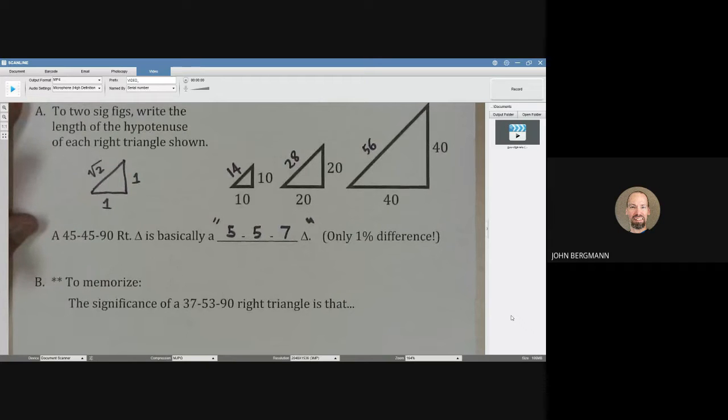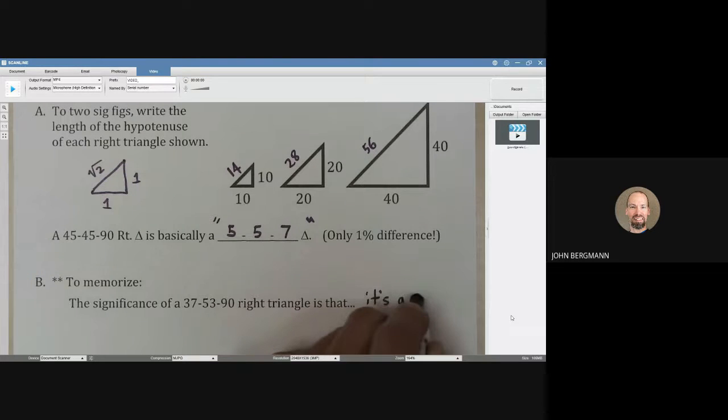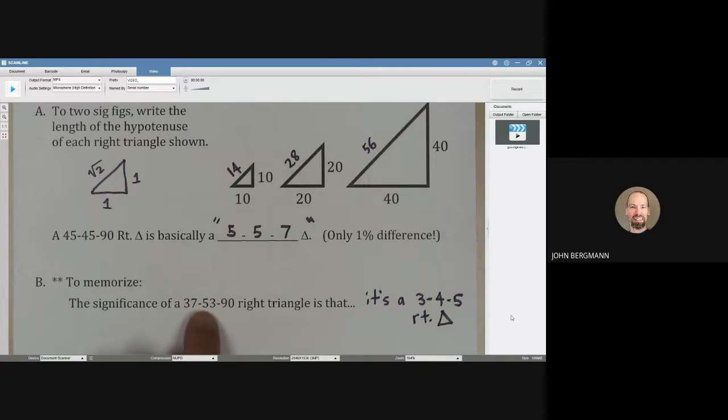Now, it's also important to memorize the significance of a 37, 53, 90 right triangle, and this isn't exact: that's a 3, 4, 5 right triangle. So if you see a problem that has an angle of about 37 or about 53 for a right triangle, that's going to tell you that you have a 3, 4, 5 right triangle.